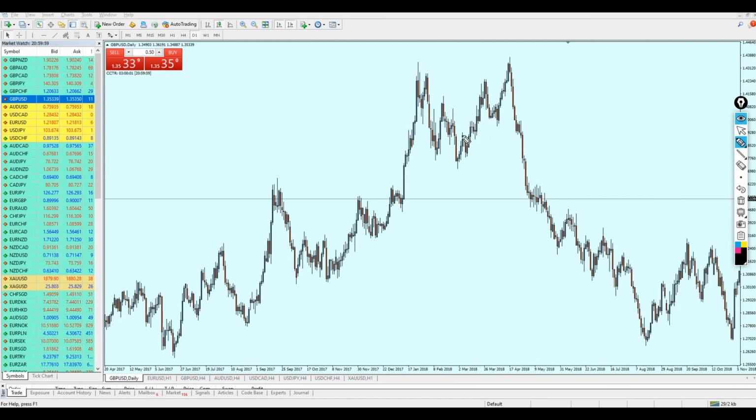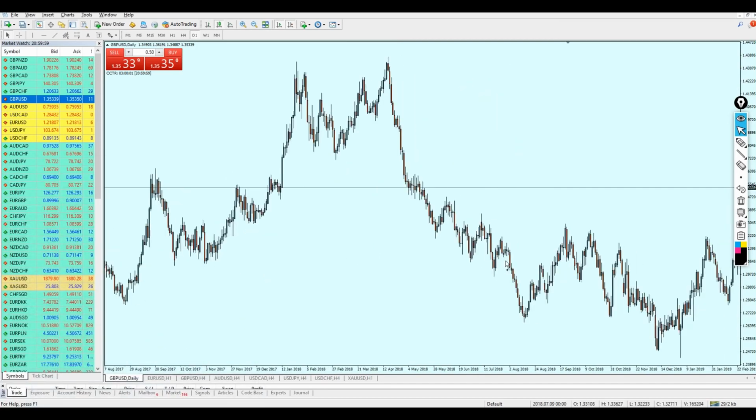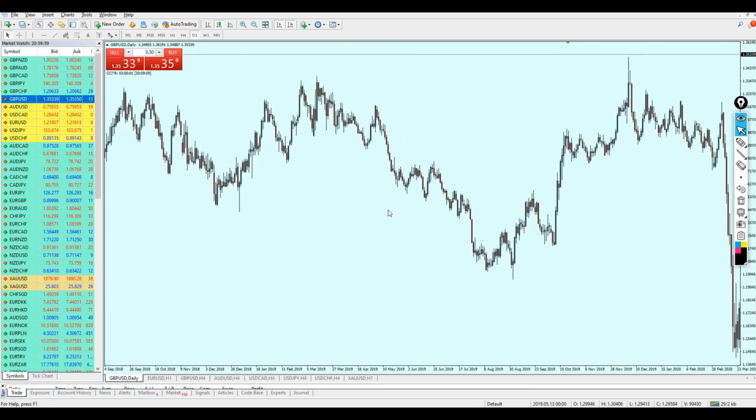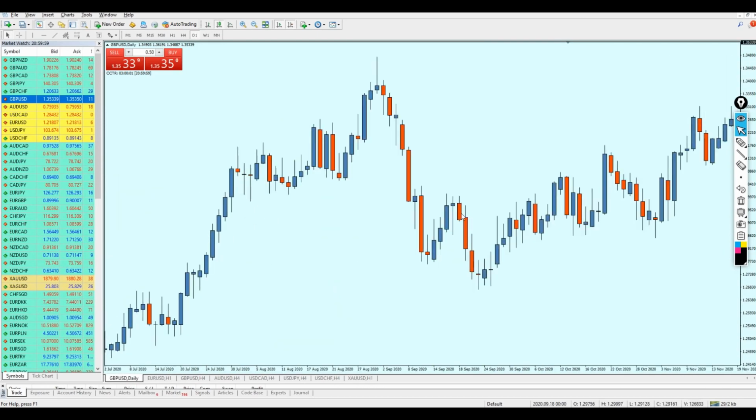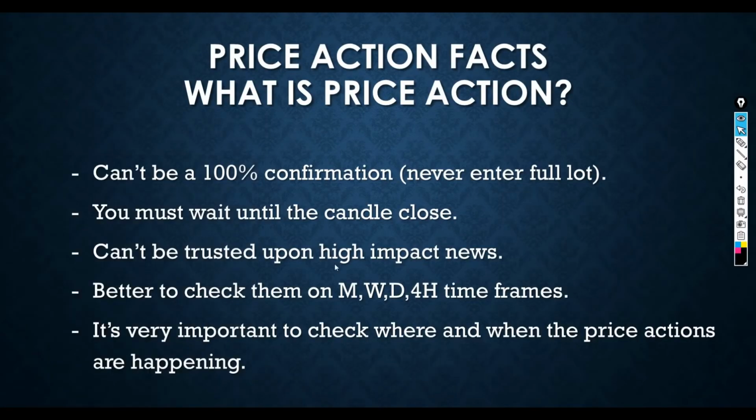that is also considered price action because it's telling you how the market is behaving right now and what is going to happen later. However, in this video, as I said before, we are going to talk about the candle patterns, the candle shapes, and how we can read these candles to identify the next direction of the market. So let's go back to my slideshow.